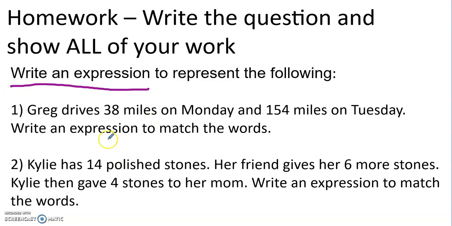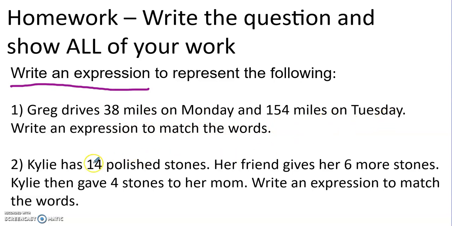So the first problem says, Greg drives 38 miles on Monday and 154 miles on Tuesday. Write an expression to match these words. So you're just writing an expression, you are not solving it. Miles, we're driving, it could be highway miles, it could be street, that doesn't matter. Okay, we just know that Greg did 38 miles on Monday and 154 miles on Tuesday.